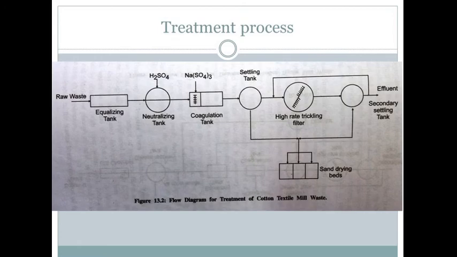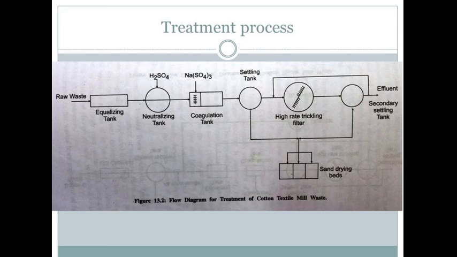Now the flow diagram for the treatment of cotton textile mill waste. The first item is the raw waste, which comes from the production of cotton and enters the treatment process. The first unit is the equalization tank. As we know, equalization is meant to make the effluent quality less variable. The water is allowed to settle into the equalization basin, so the equalization tank is used for the process of equalization.